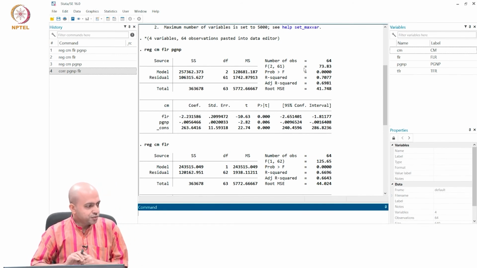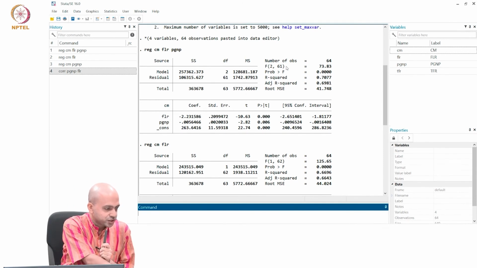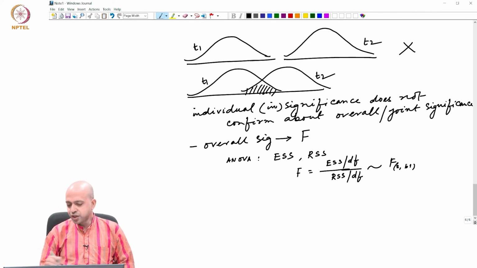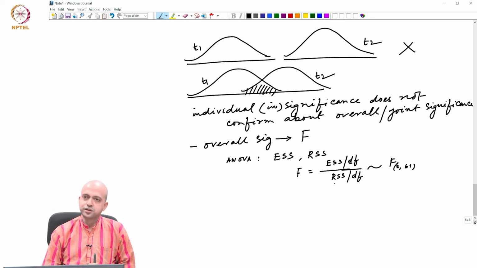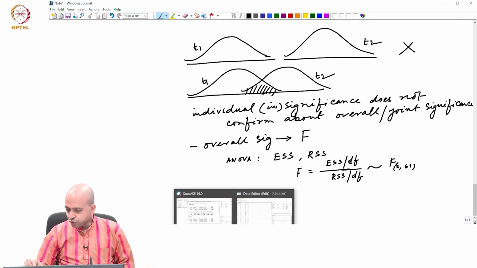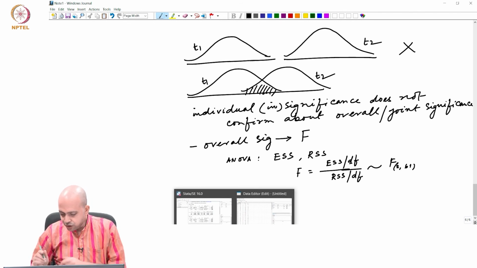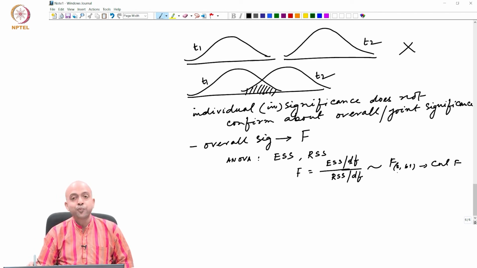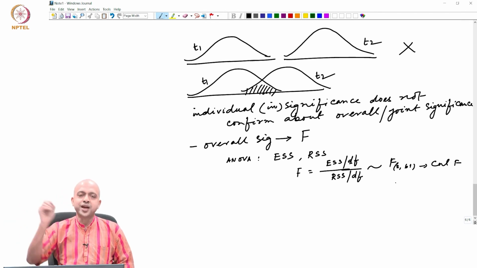What would be the degrees of freedom? Degrees of freedom would be 2 and 61 in this particular case. So, that means we need to first define the degrees of freedom for the ESS, degrees of freedom for the RSS, and then we get the F. And then what we need to do? We need to compare this. This is called calculated F, and then we need to compare this calculated F with the tabulated value.